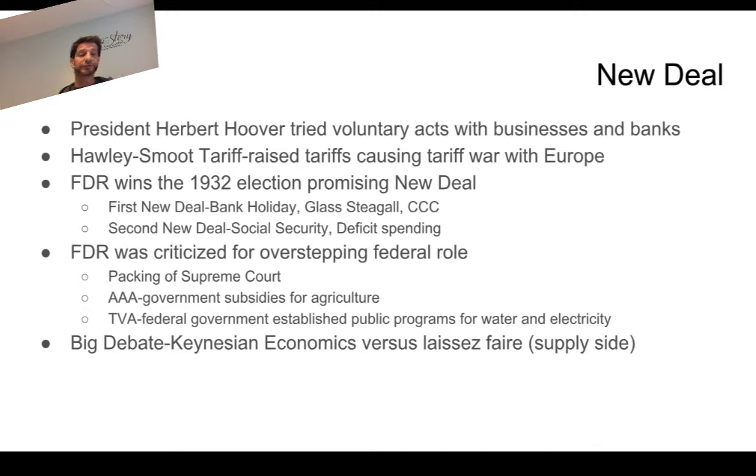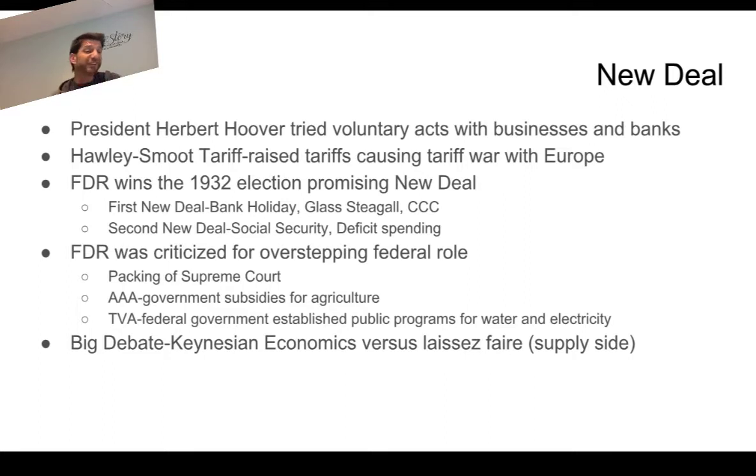Now, FDR was criticized on multiple levels for this. One, he was criticized by conservatives for overstepping his boundaries. A good example of that was the packing of the Supreme Court. The Supreme Court, on many occasions, had voted down many of FDR's acts as being unconstitutional, especially the agricultural acts. They also voted down a number of other acts as well, like the NRA, the National Recovery Act.